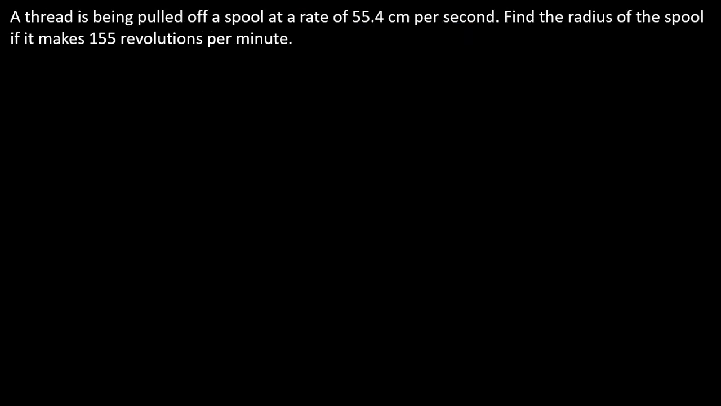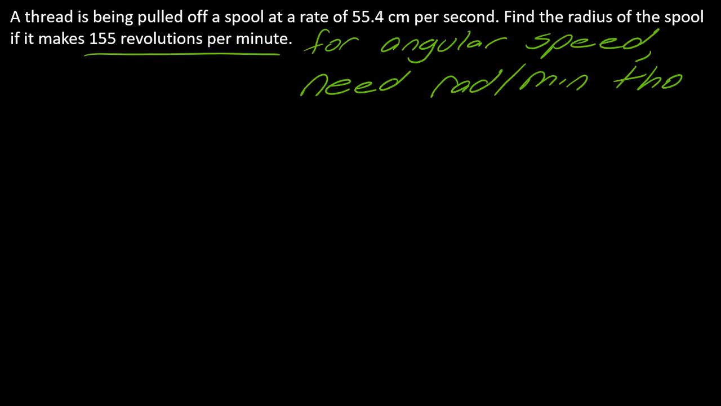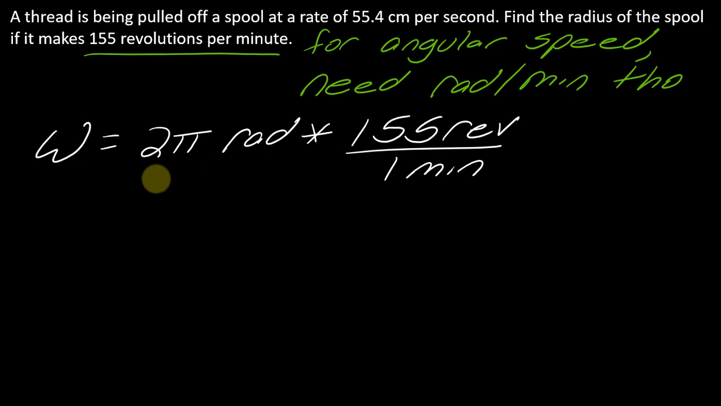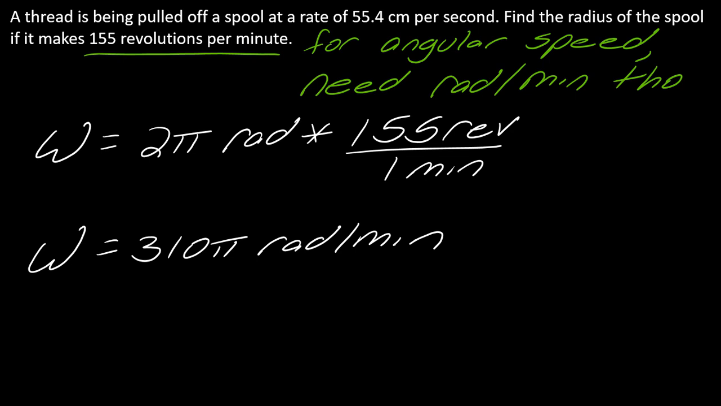And for the last problem: a thread is being pulled off a spool at a rate of 55.4 centimeters per second. Find the radius of the spool if it makes 155 revolutions per minute. All right, so we know how to interpret this revolutions per minute, right? We can use this for angular speed, but we need this in radians per minute. So I can just take 2 pi radians times that 155 revolutions per minute, and now I've magically got my omega, which is 310 pi radians per minute. That's kind of like a freebie.